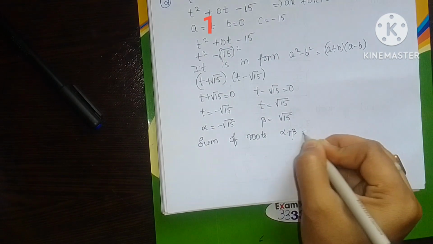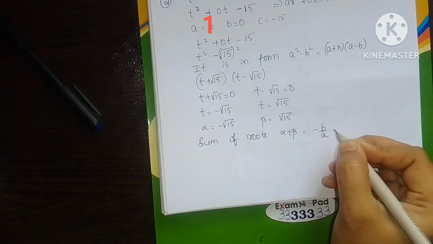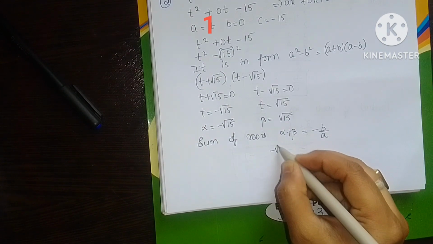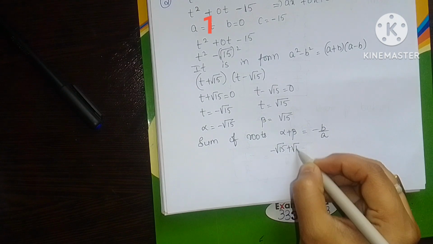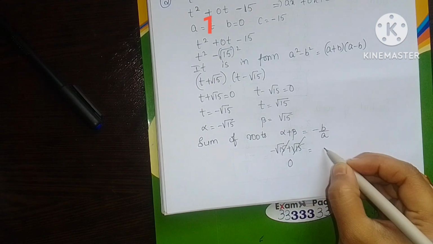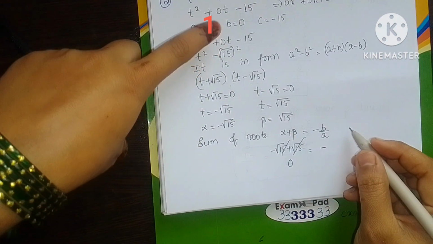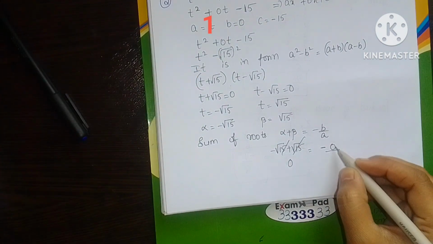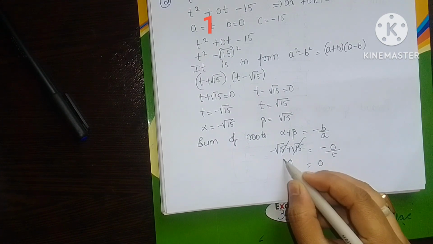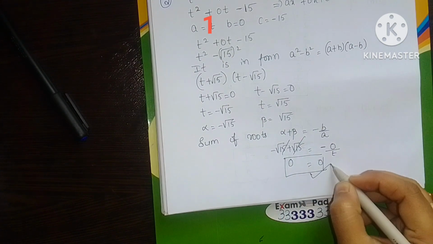So the sum of the roots, alpha plus beta, is equal to minus b by a, right? So alpha plus beta is minus root 15 plus root 15. Plus root 15 and minus root 15 get cancelled, we will get 0. Here minus b by a, b is 0. 0 by a is 0. So anything 0 by anything is 0. So we have got LHS is equal to RHS.